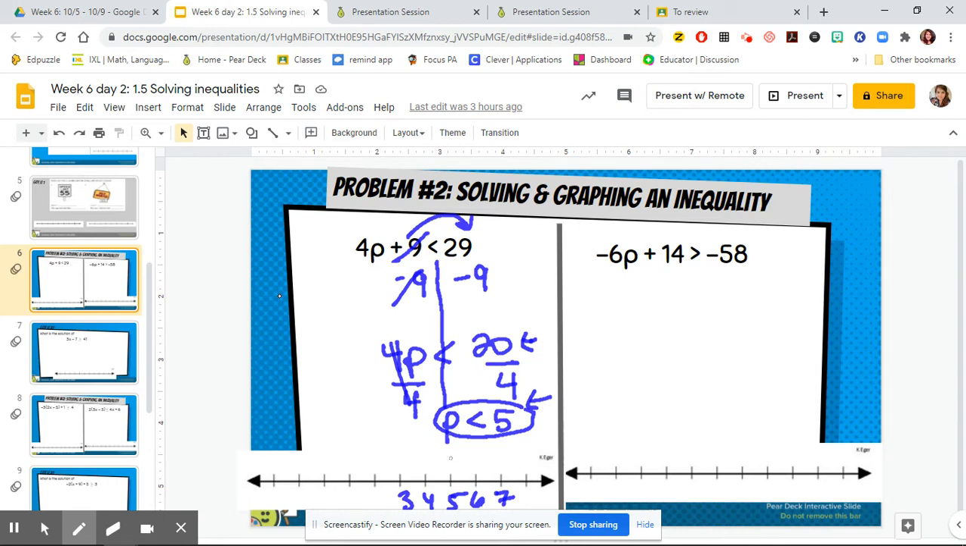So I'm going to look at my 5, and I have to figure out, is there an equal sign? If I look at my inequality, it's just a less than, so it's open. And it's talking about any number smaller, so we're going to go to the left.